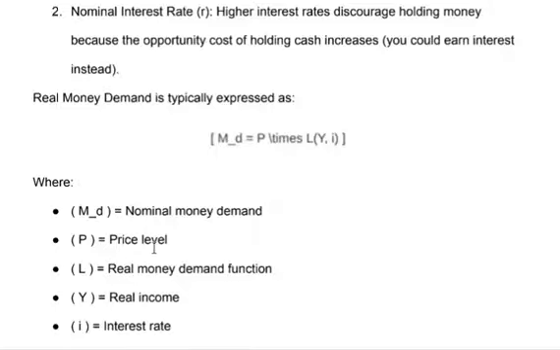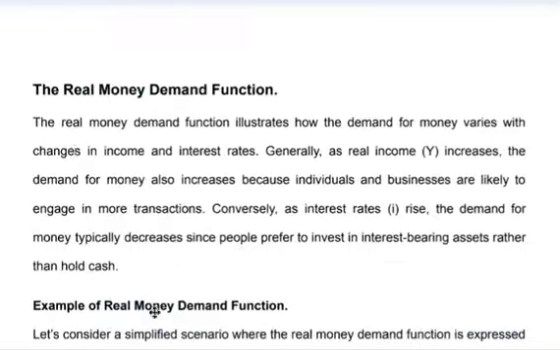P equals price level. L equals real money demand function. Y equals real income. I equals interest rate. The real money demand function. The real money demand function illustrates how the demand for money varies with changes in income and interest rates.